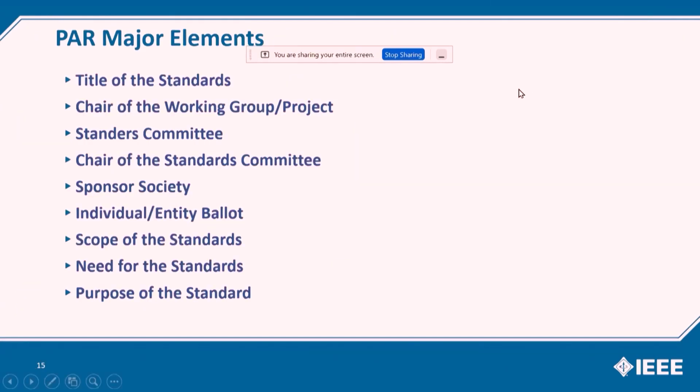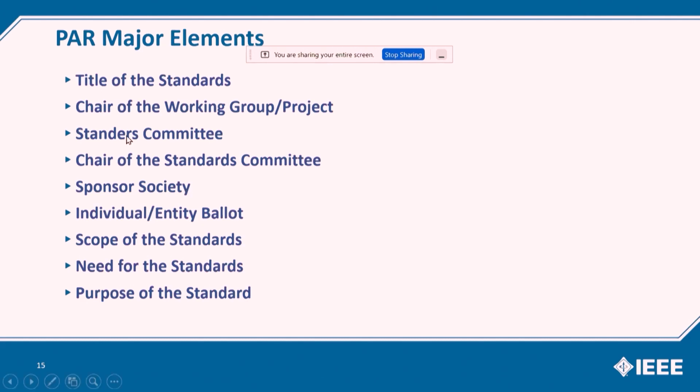So what are the major elements of the PAR? You need a title. If we produce a PAR today, we would have to have a title. We need a chair, at least somebody has to sit in the chair, so we know who to contact and who will be responsible for it.